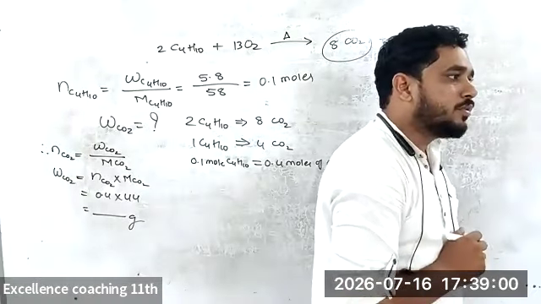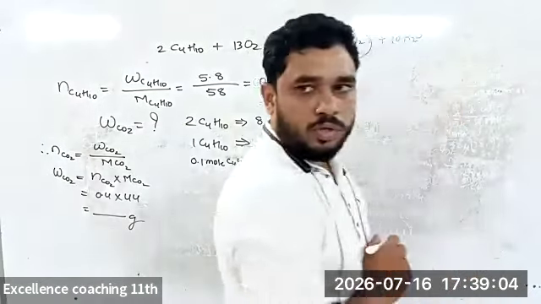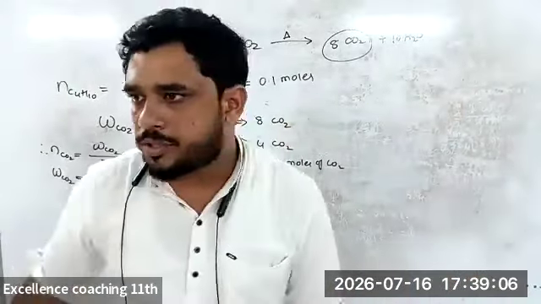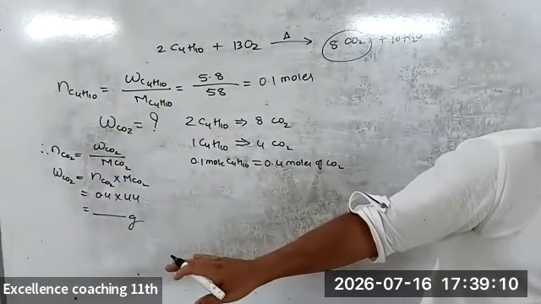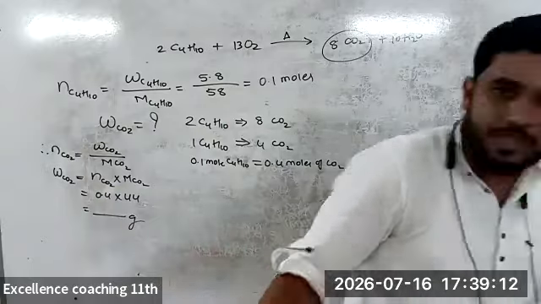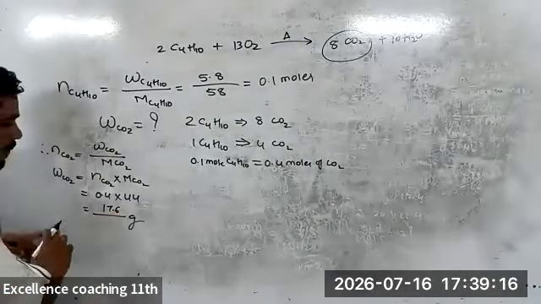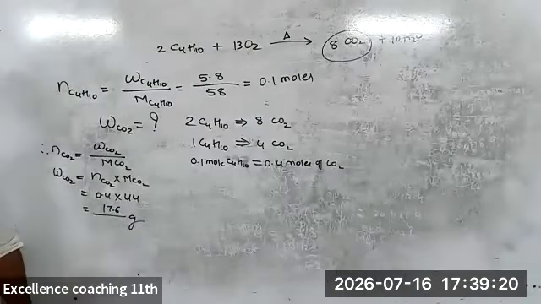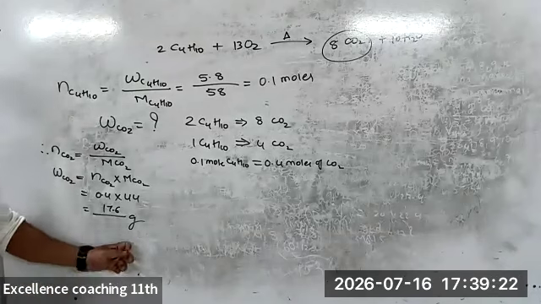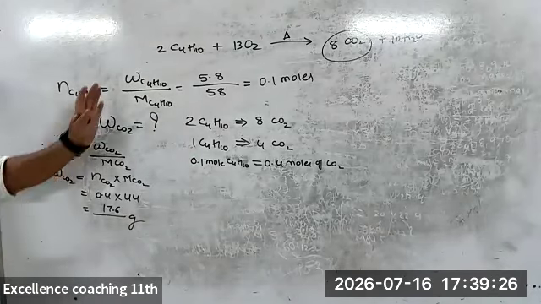They also ask for O2 required. I have the answer with me also. It is 17.6. So 17.6 gram of CO2 is produced. Understood this part? This is important. This was easy.